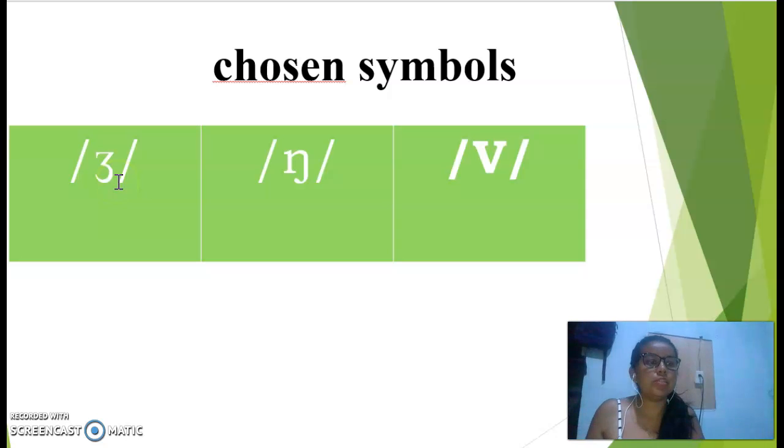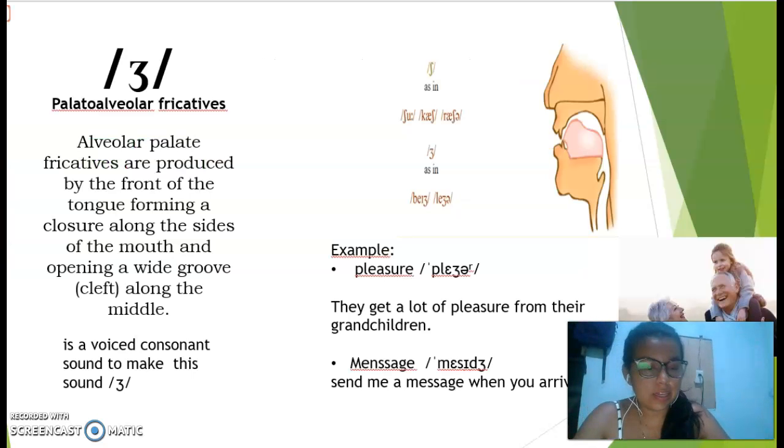That symbol is... your pronunciation is sh. The symbol pronunciation is... and finally this symbol, the pronunciation is va, va, va. Yes? And now I'm going to give some examples for these symbols.